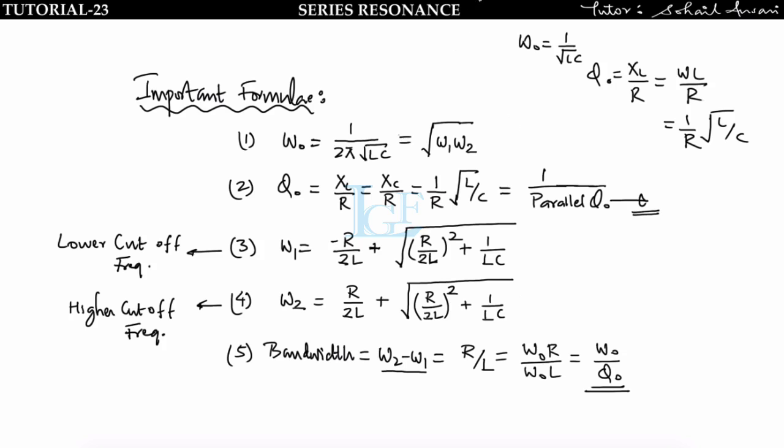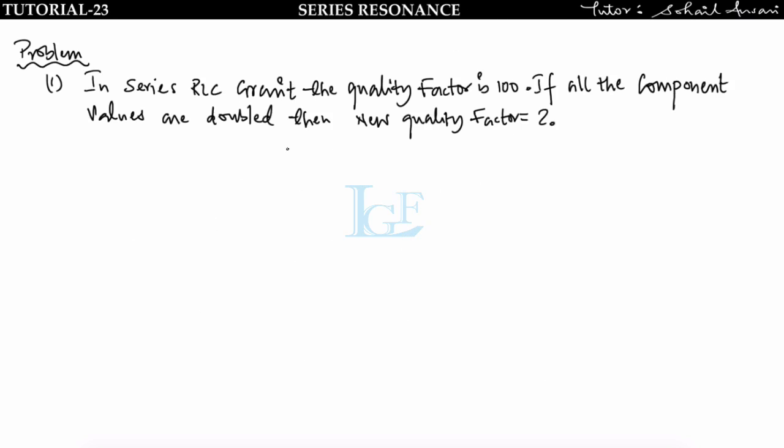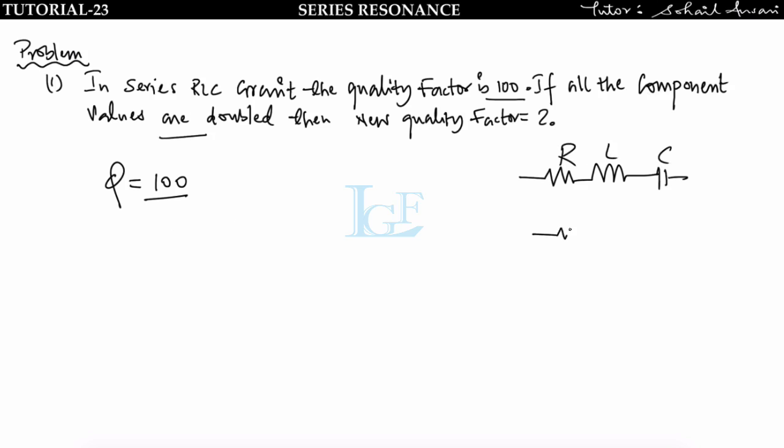So let us solve some problems based on the series resonance circuit. Let us take the first problem. In a series RLC circuit, the quality factor is 100. If all the component values are doubled, then what is the new quality factor? We know that this is a series RLC circuit and the quality factor is equal to 100. Now the question is saying if all the component values are doubled, means R becomes 2R, L becomes 2L, and C becomes 2C, then the new quality factor will be what?